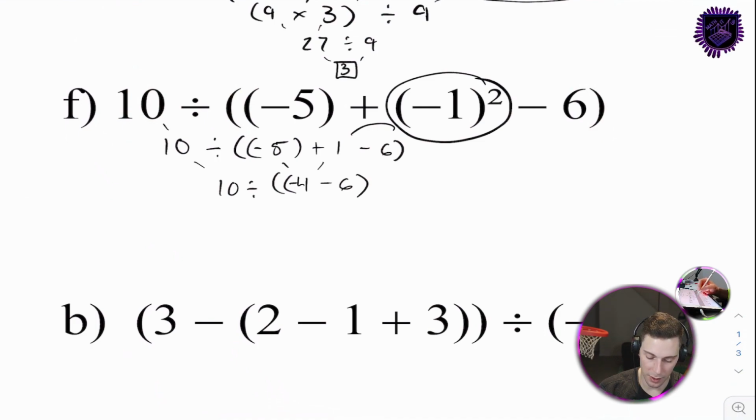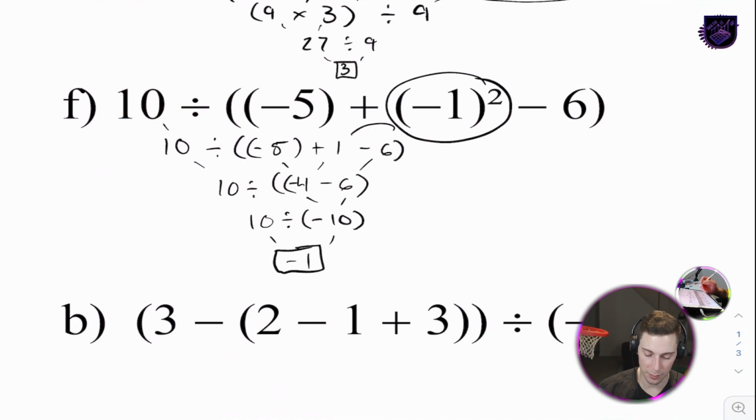And then we have, drop that down again, we have these two coming together. Negative 4 minus 6 is negative 10. And then 10 divided by negative 10 is going to equal negative 1. That makes more sense. All right.